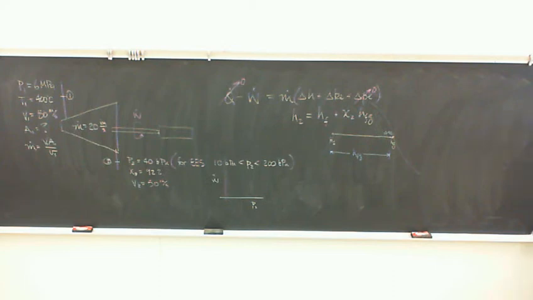Do the same thing for point two. What's the pressure for point two? That's given, right? 40 kilopascals. And then the enthalpy at point two, I'll trust you for. 2450.55.